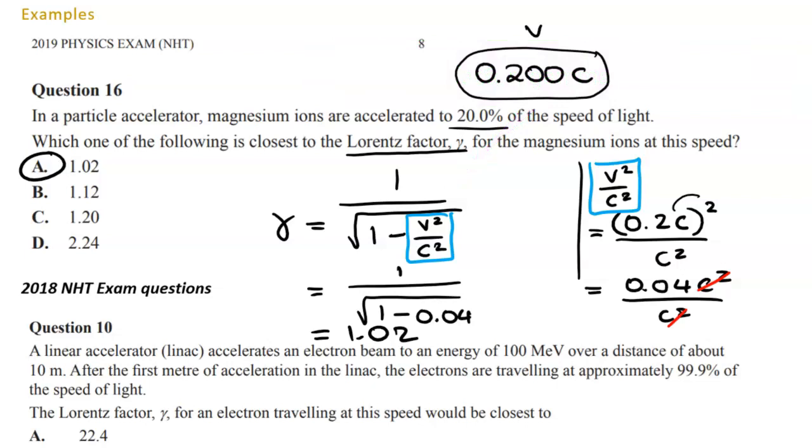So that's how we do this. As I said, I like to do v squared over c squared separately. It just seems to make things a little bit neater. You don't need to do that. You could have done all of this working out combined.